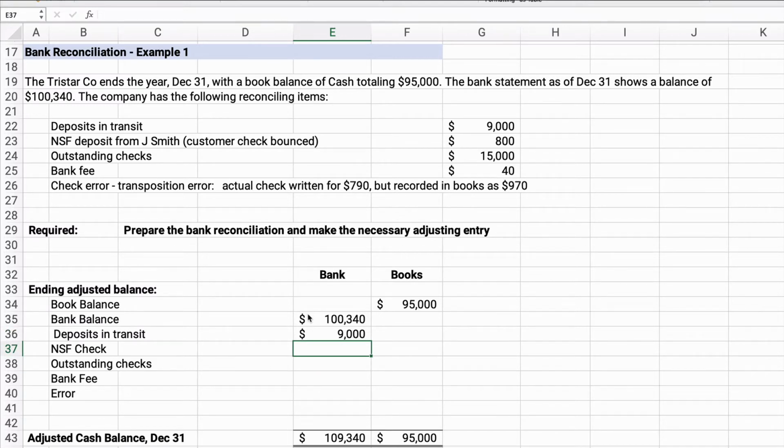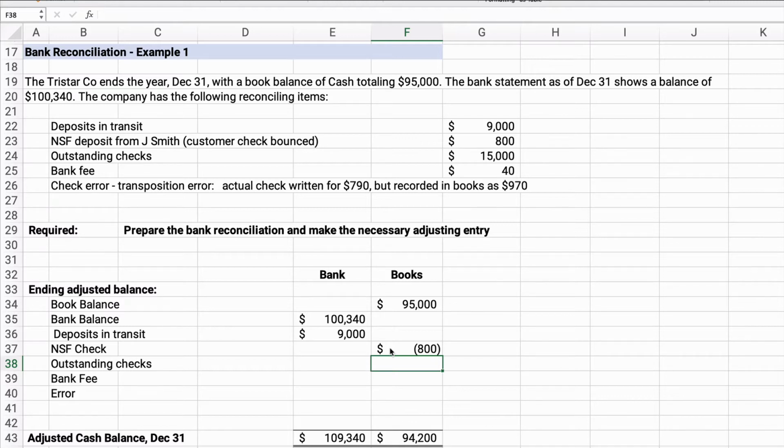Now, the next one is an NSF check. It bounced, $800. The bank is letting us know that the check bounced. We do not have that $800 anymore, so they took it out of our bank account. So the $800 comes out of the book side.